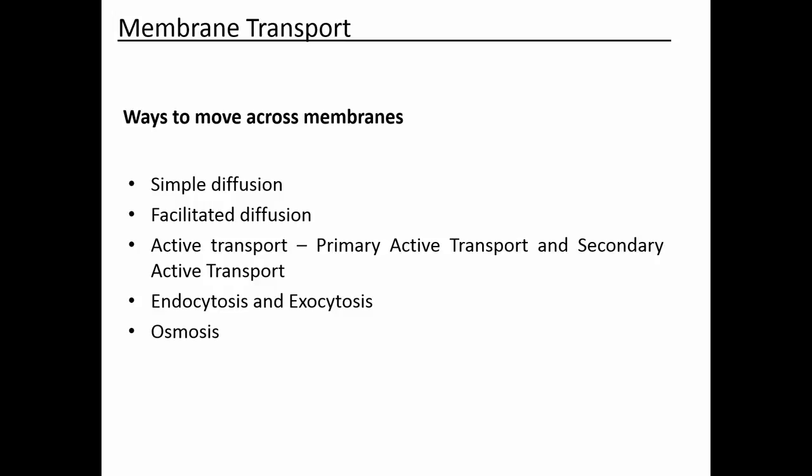electrical gradient. So the electrical gradient, or the membrane potential of a cell, is going to affect the movement of ions. It won't have any effect on polar or uncharged molecules, but it will affect the movement of ions across the membrane.